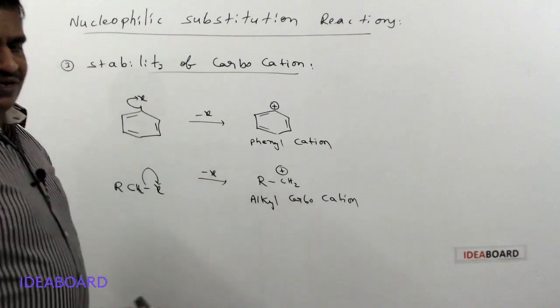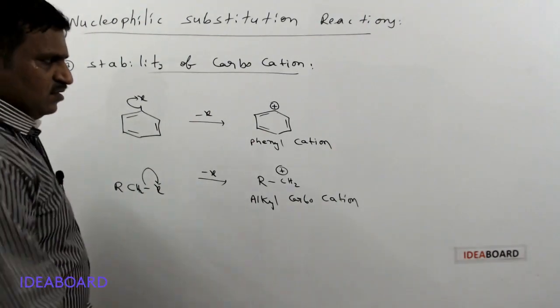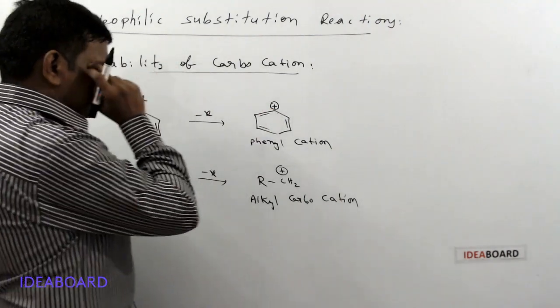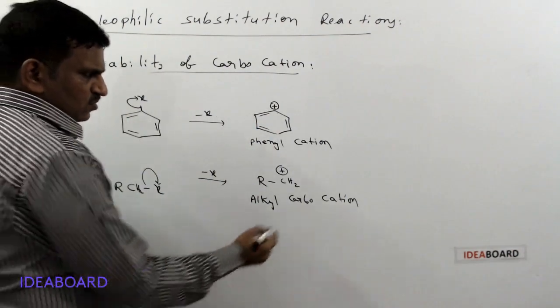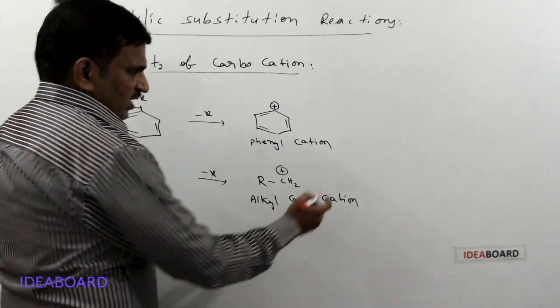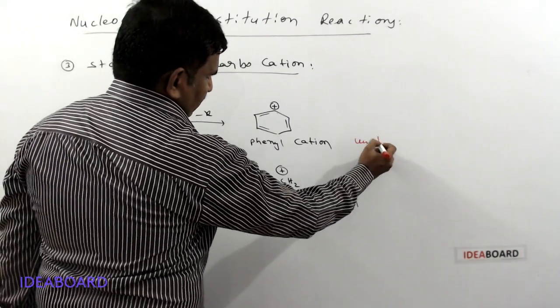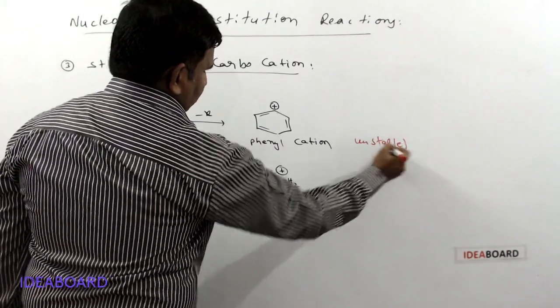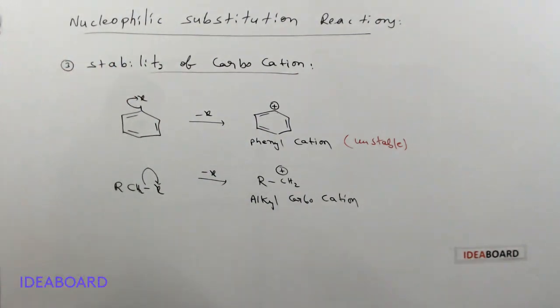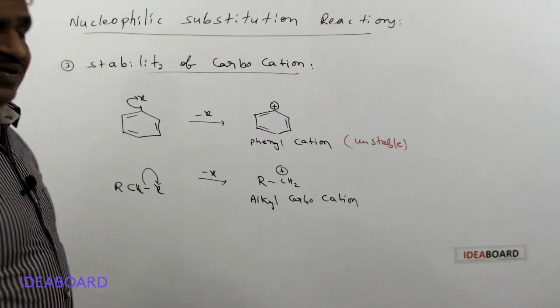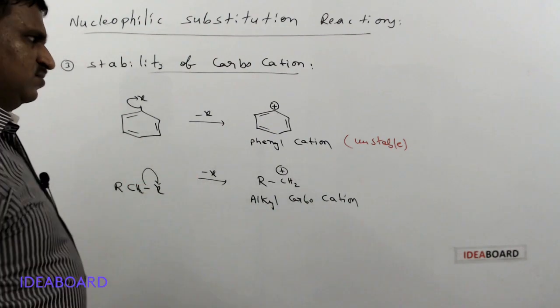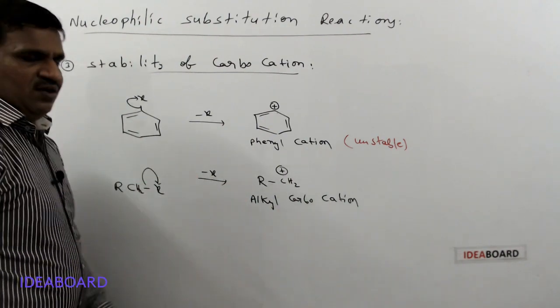If it has an angular shape, it has high bond angle strain, and here the positive charge is present on the sp carbon atom, so it is highly unstable. It is highly unstable because of two reasons: it has bond angle strain, and it has positive charge on a highly electronegative carbon atom.